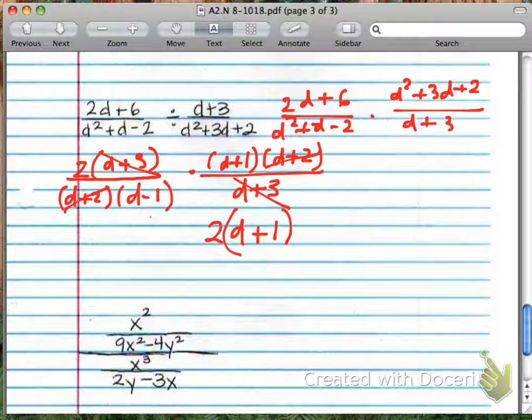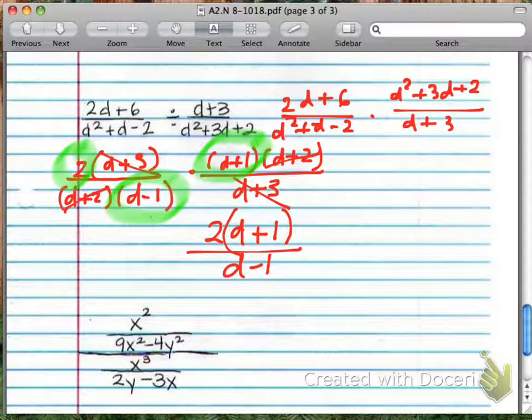Because here's what I have left, right? I have 2 and d plus 1 left, right? And down on the bottom I have just d minus 1, right? So d minus 1. Hey, where'd that highlighter come from? Let's put it on there. Why is there still a d plus 1?